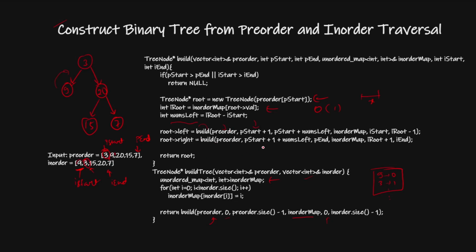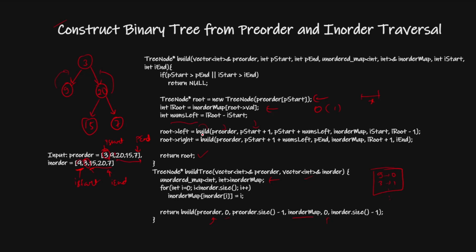Similarly, for the right, the preorder will start from p start plus 1 plus nums left, after the 9, and go till the end. And for inorder, I will start from i root plus 1 to i end. So this is how I will solve it. Finally, it will return this 20; I will make this my root's right, and after that I will return this root.